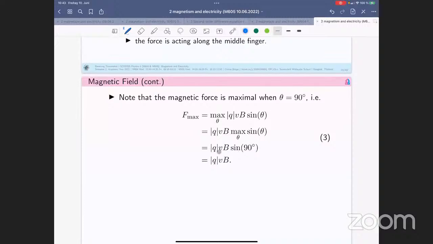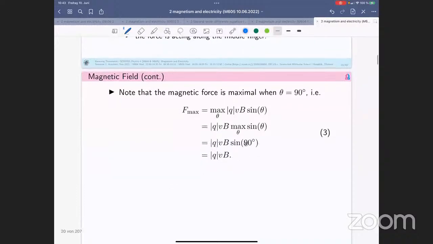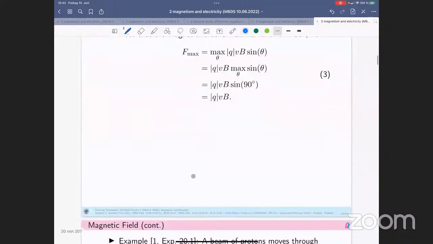So this one here will simply be multiplied by 1, but we don't need to write down number 1, because it's only the identity for multiplication. So the maximum value of the force will be QVB only, without psi of anything, because psi 90 degrees will give us number 1.